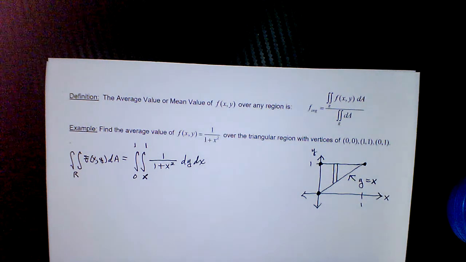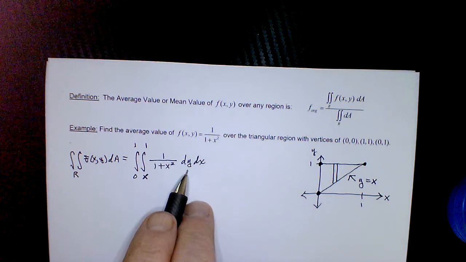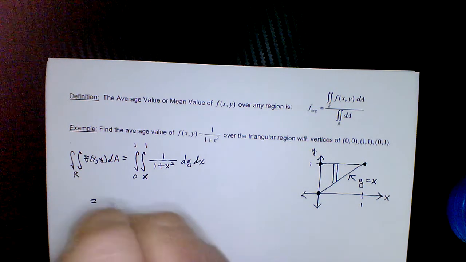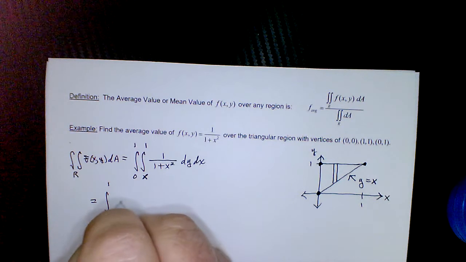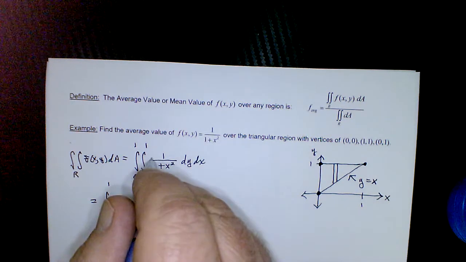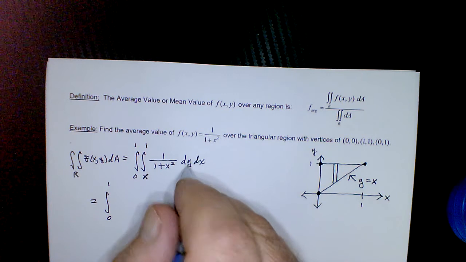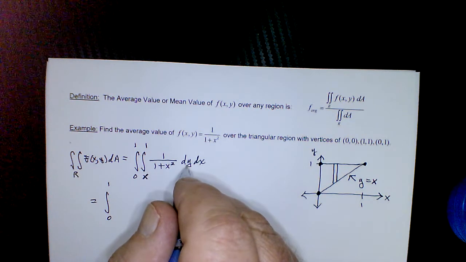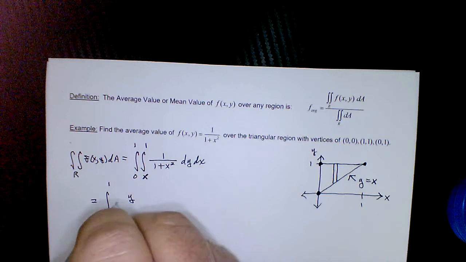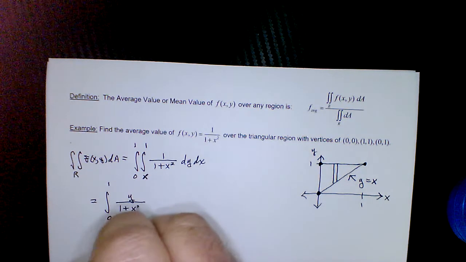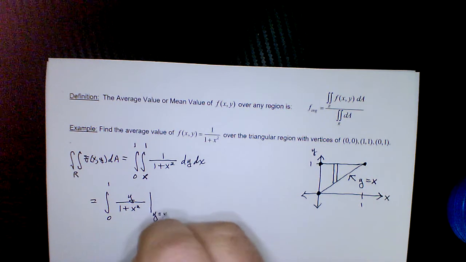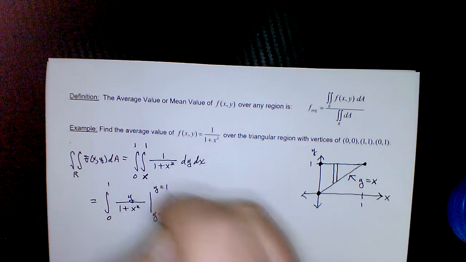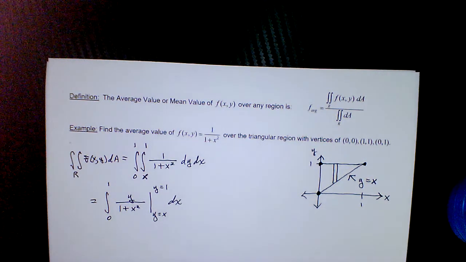Okay, so we're integrating with respect to y first, and so therefore we get the integral from 0 to 1 of, this is just a constant, times the integral dy would be y, because 1 dy, and so that's y, so let's say y over 1 plus x squared, evaluated as y goes from x to 1. And then that's with respect to x.